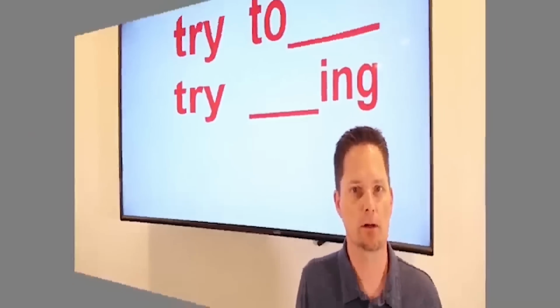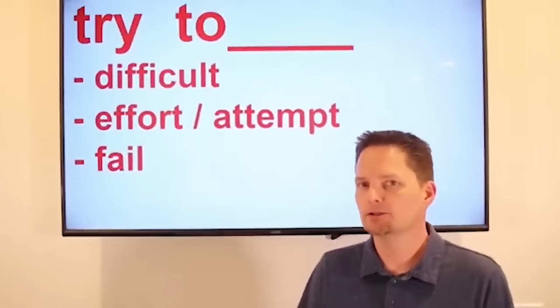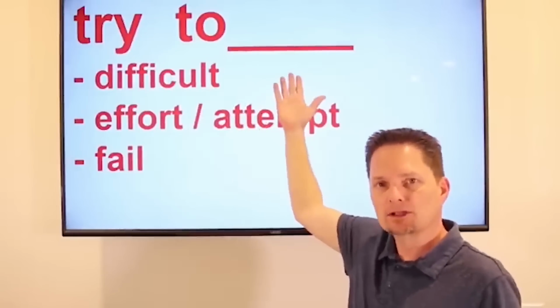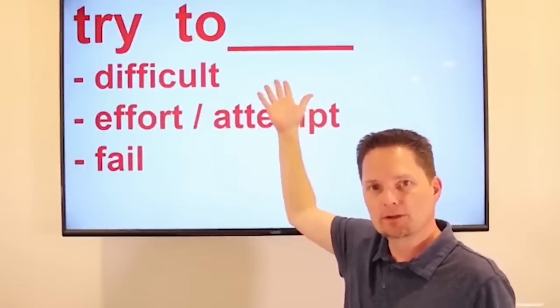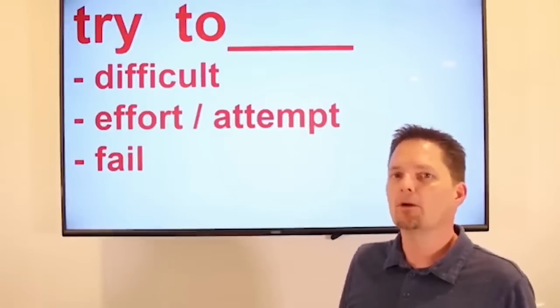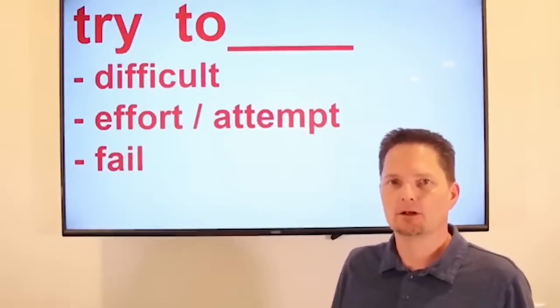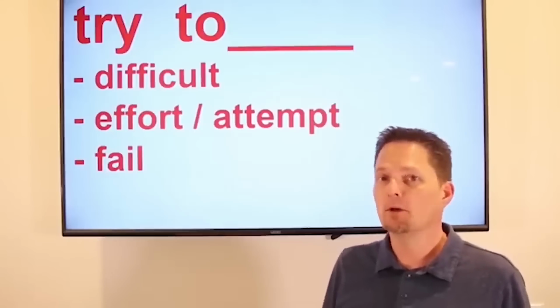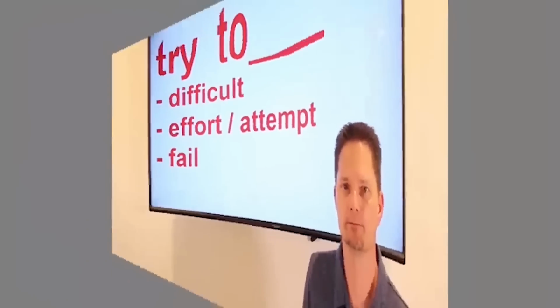Let's take a closer look. When you say "I try to do something," using "to" and a simple action, it's talking about something difficult, where you have to make an effort. You make an attempt. And usually you fail. But you can try to do it again.